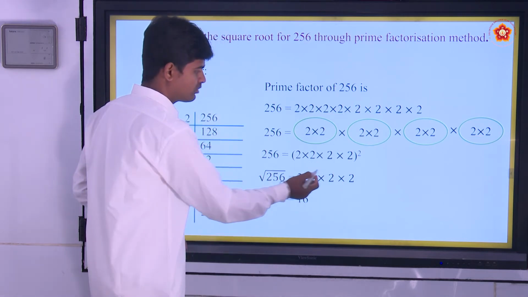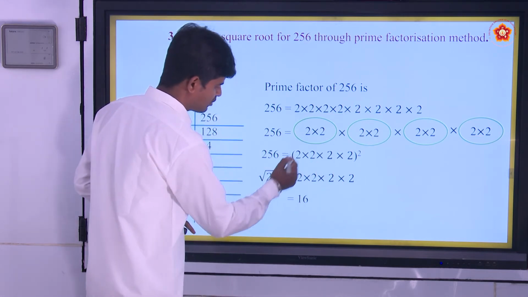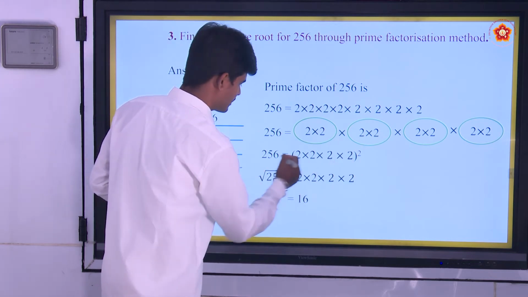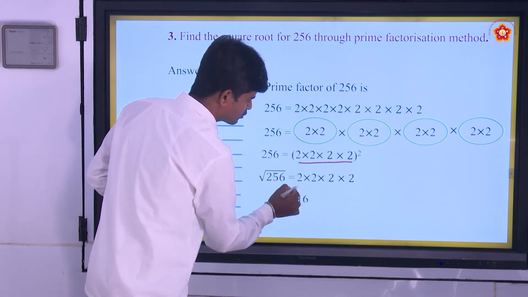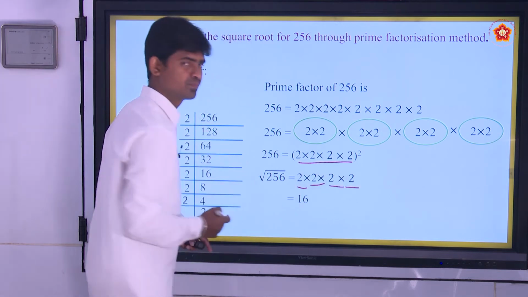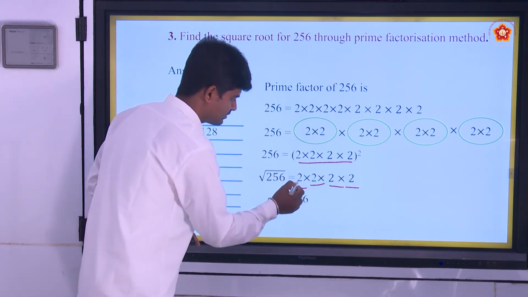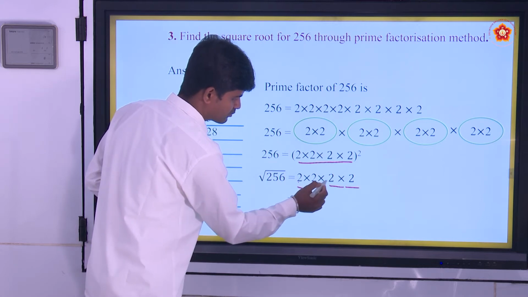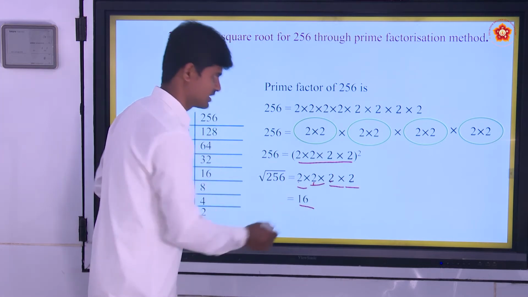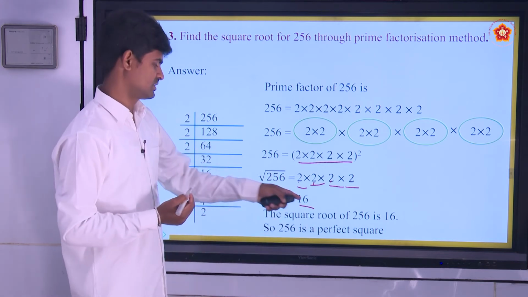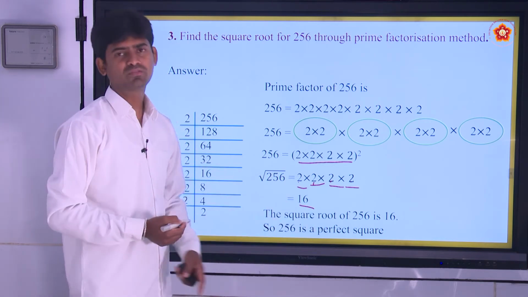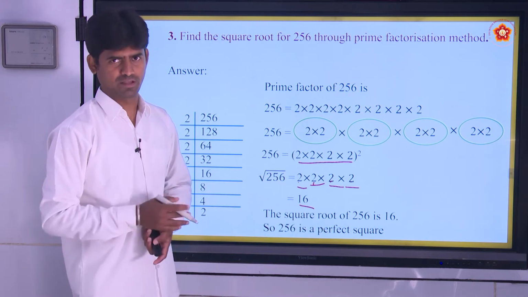Next, take the square root on both sides. The square root of 256 is equal to this, and the square is cancelled. What is remaining? 2 into 2 into 2 into 2. Now multiply these: 2 2s are 4, 4 2s are 8, 8 2s are 16. So the square root of 256 is 16. So 256 is a perfect square.